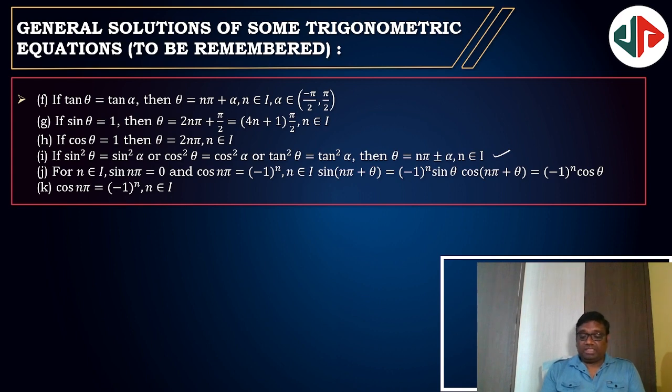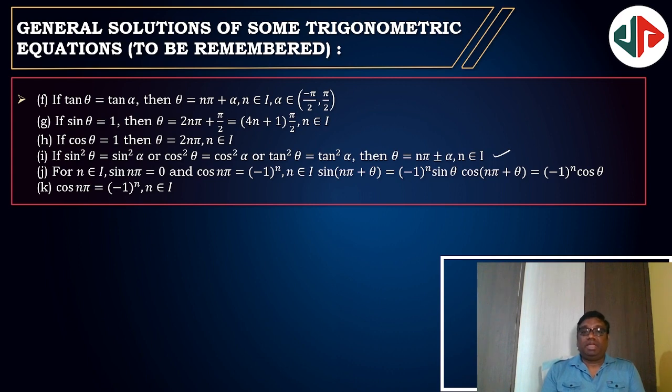So next one is sin n pi value, which is always 0. Cos n pi value, what happens? For example, cos 0 value is 1. But what about cos pi? It is minus 1. So depending upon the n value here, cos n pi value is sometimes 1, sometimes minus 1. So that is why it is minus 1 whole power n.